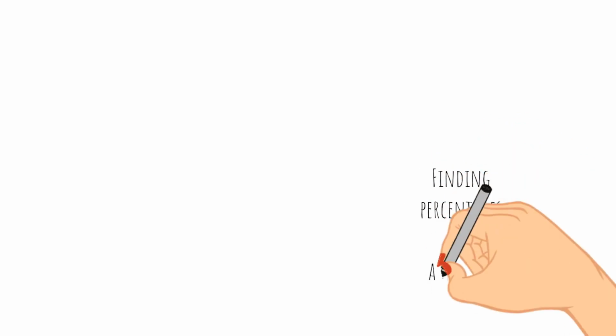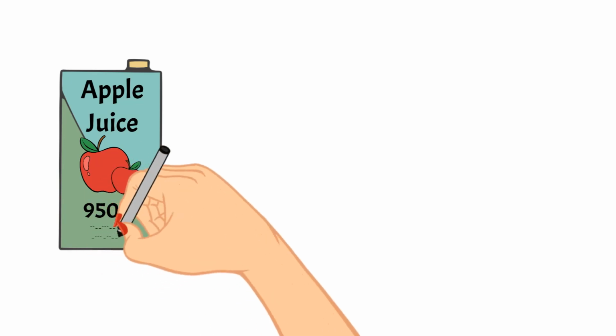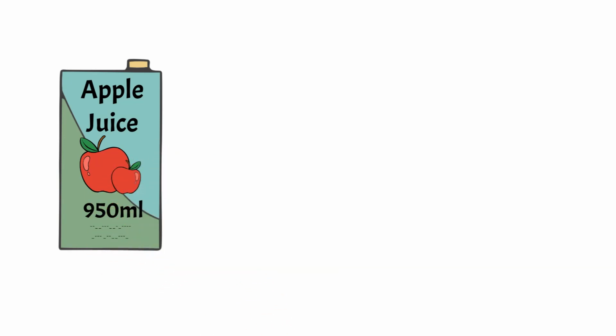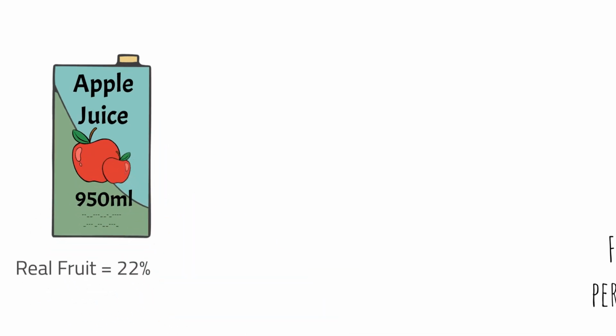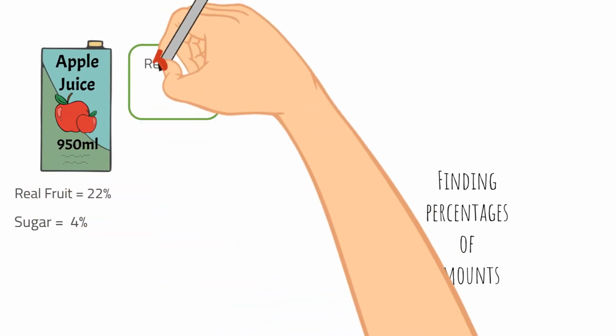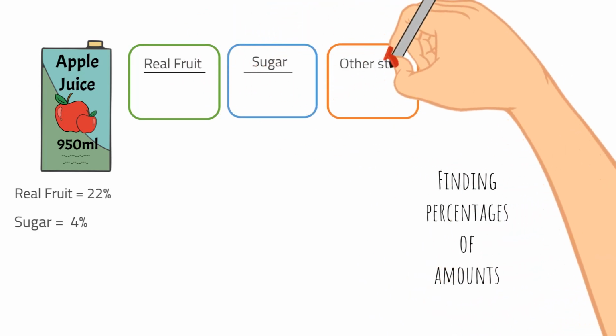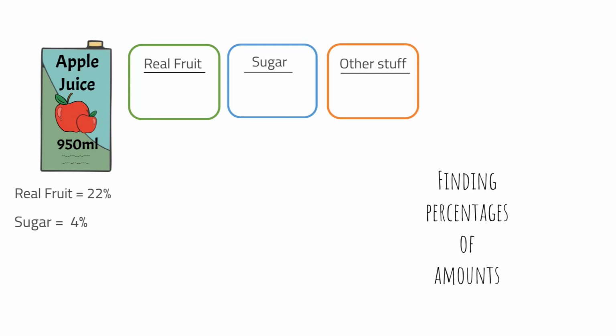Let's start off with finding percentages of amounts. I buy a carton of apple juice. And in this carton, there's 950 millilitres of apparent apple juice. But if I read the small print, I find out that there is only 22% of real fruit and 4% is sugar. So I want to know how much real fruit is in there, how much sugar is in there, and then how much other stuff they are putting in. First, let's look at real fruit. I want 22% of 950 millilitres.